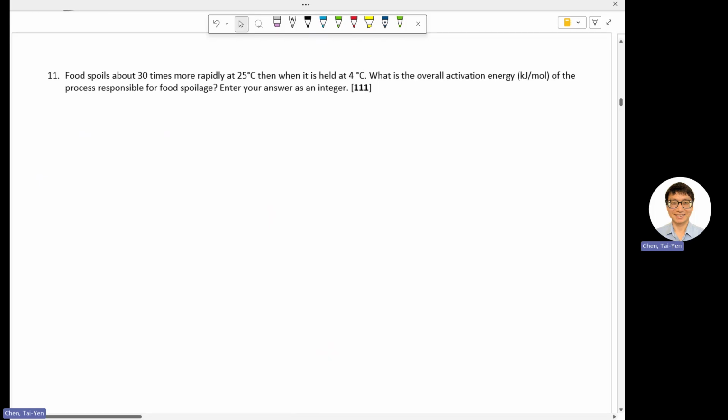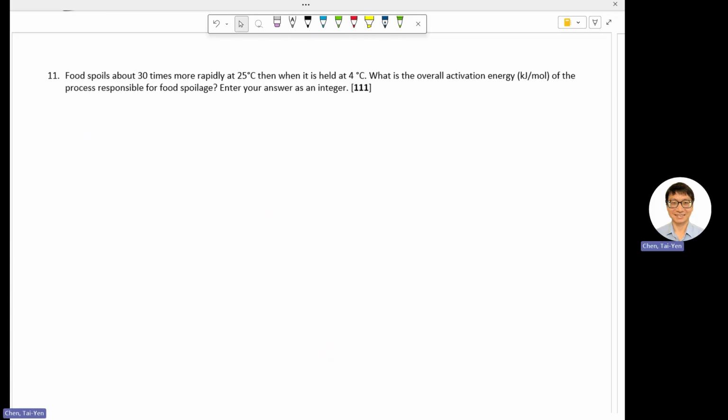Number 11. This question says the food spoils about 30 times more rapidly at 25 degrees C than when it is held at 4 degrees C. What's the overall activation energy of the process? Those are the keywords.